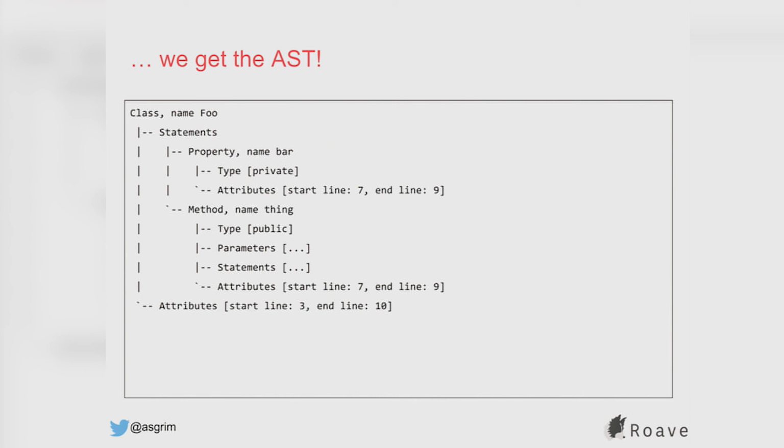But there's only a certain number of ones that we are interested in for better reflection, because we're trying to find out about code structure. So we have the class nodes, and it has an array of statements. It has a property node, which has a type, a name, and some attributes and so on. We have a method node, which has a type, parameters, a load of statements, which we've kind of looked at, and some attributes as well. And then the class itself also has attributes like start and end line and so on.